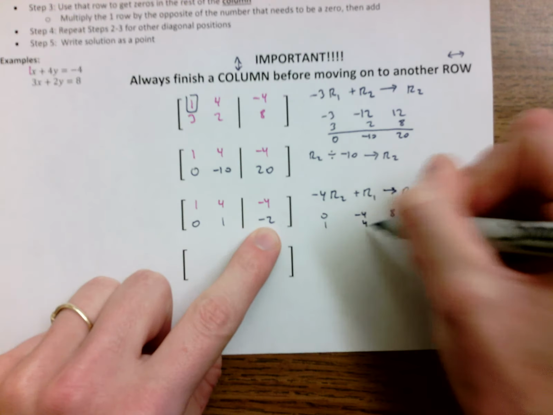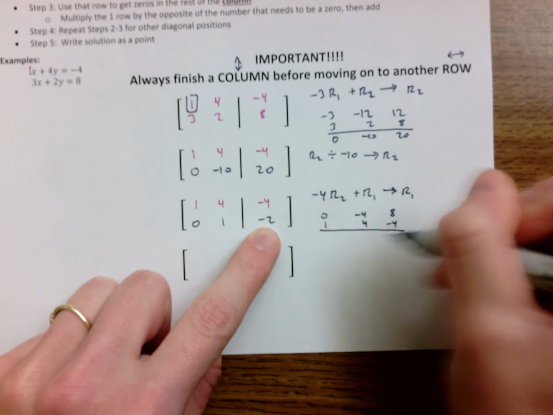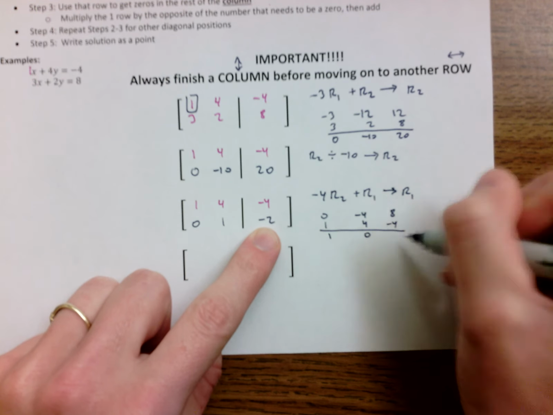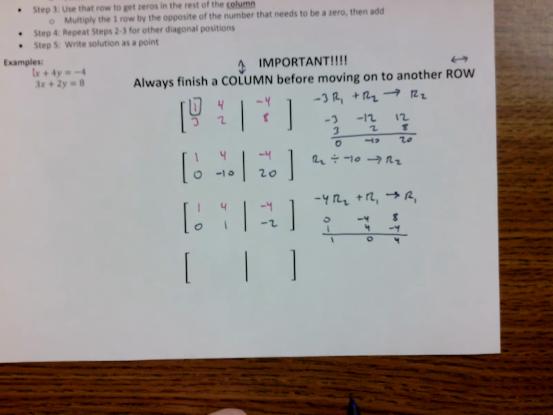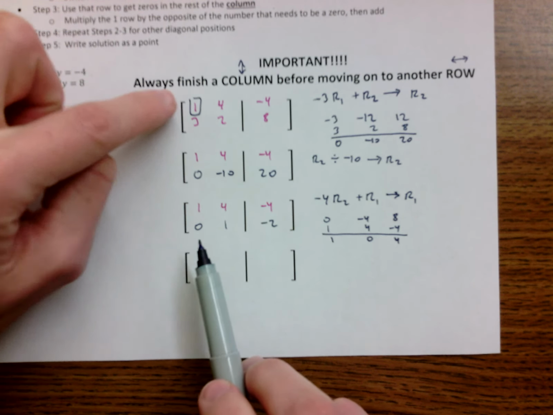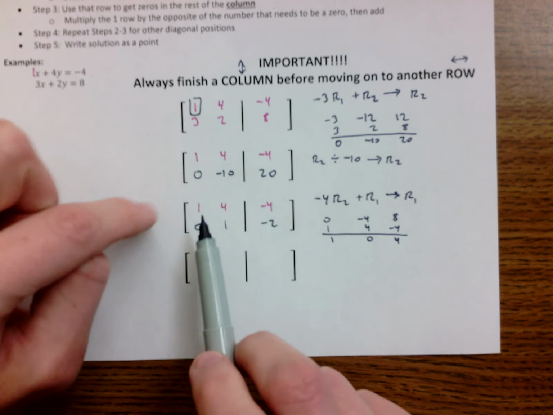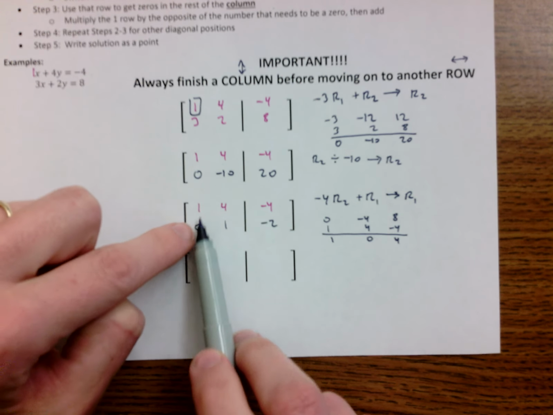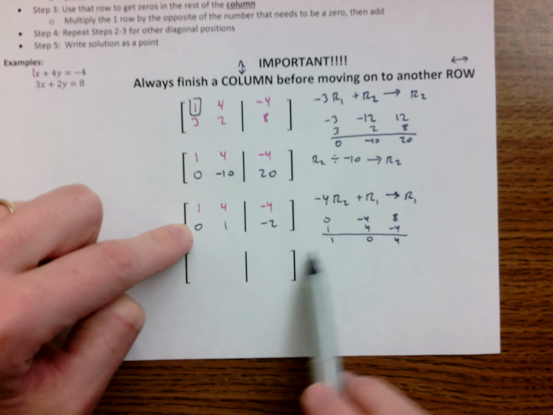Copy row 1 right below it, add those together. I'm going to get 1, 0, 4. Okay, so this is why it was so important. Remember how I said you have to make sure you finish a column first? This is why, because if we hadn't finished this column, then we would have ended up changing the 1.